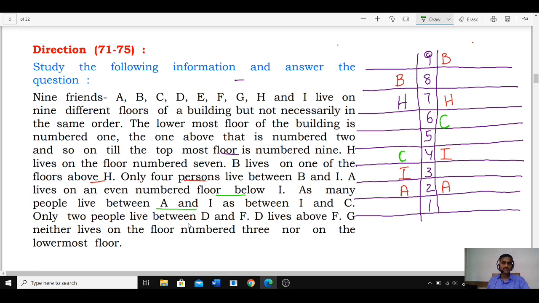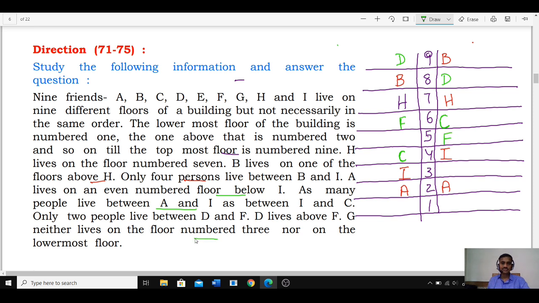Then next one. Only 2 people between D and F. D lives above F. 2 people between D and F. Hence D is here and F will be here. If D is here, F will be here. And there is a possibility here where D is there, and F is not possible. And here also there is only one possibility, D and F. And D lives above F.